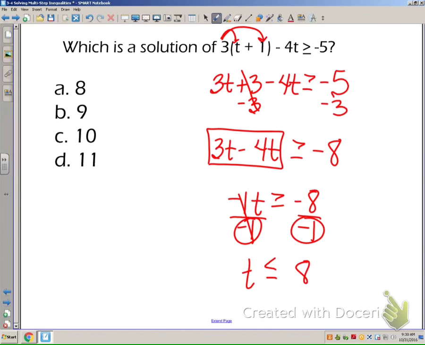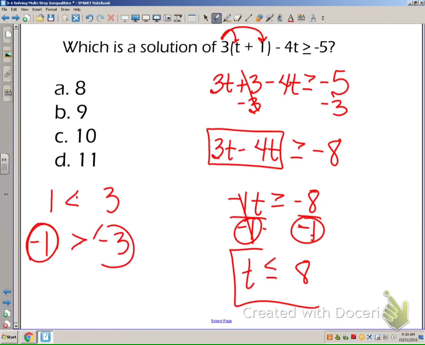And I'm going to spend a minute to explain why. Remember, if I have 1, that's obviously less than 3. But if I multiply both of those by -1, now which one is the lesser value? The -3 is smaller than the -1. So I had to flip the inequality symbol. It's the same thing when I divide both sides by a negative number, I've got to flip the inequality symbol. So I have t is less than or equal to -8.